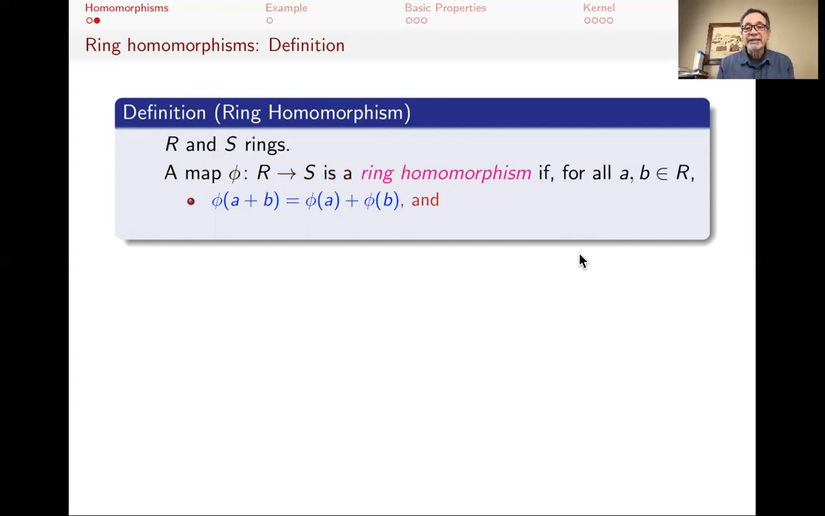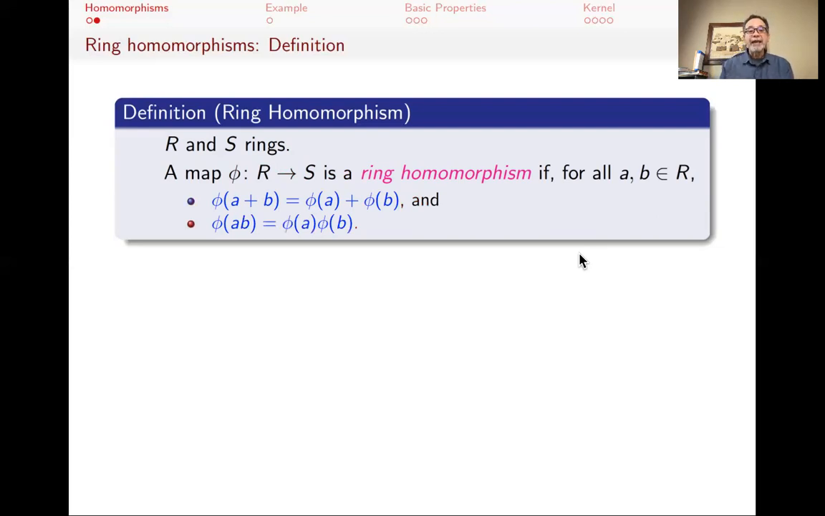So what that means is that if you know where a goes, it goes to phi of a. If you know where b goes, it goes to phi of b. Then you don't have a choice for where a plus b has to go. It has to go to phi of a plus phi of b. The phi has to respect the addition in the ring R and in the ring S. When we do a plus b, we're adding in R, and phi of a plus phi of b is the addition in S. But this is a ring, so we have multiplication in addition to addition.